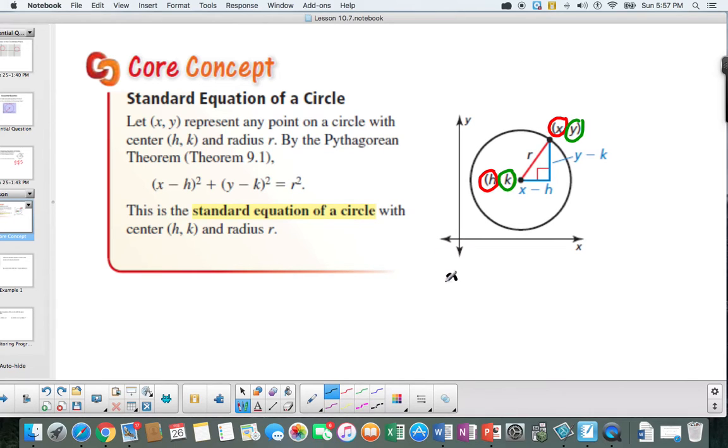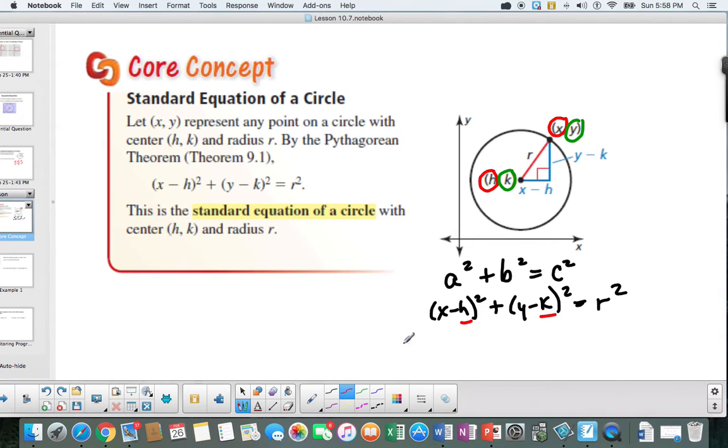I then use the Pythagorean theorem. A squared plus b squared is equal to c squared. This is my leg, so I'm going to write (x minus h) quantity squared. This is my other leg. I'm going to write (y minus k) quantity squared, and the hypotenuse is r squared. Now, make sure you understand that (h, k) represents the center. (h, k) is the center. Notice that the h is after the subtract sign, because that's how we figured out the distance, and k is after the subtract sign as well. And the radius is equal to r.